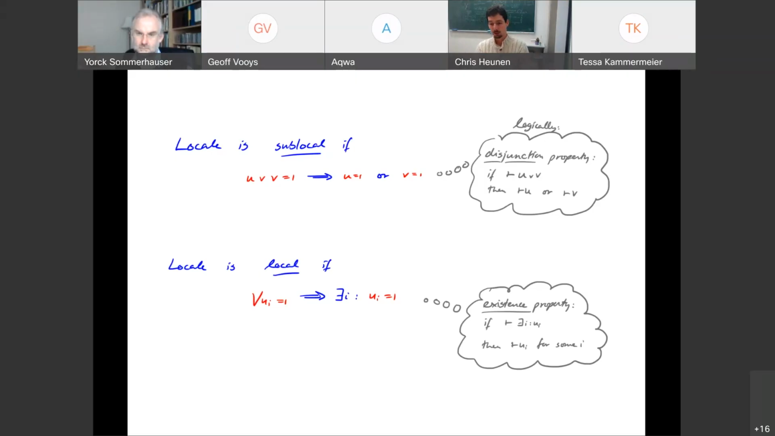If you think about that logically, that's what's called the existence property, because it says that if I have a proof of the proposition, there exists an i such that U_i holds, then it must be the case that I already have a proof for U_i for some i. If you have a proof of an existential property, you must have a proof of one of the things. So that's when a locale is called local. A locale is local when it's very small, if you like.